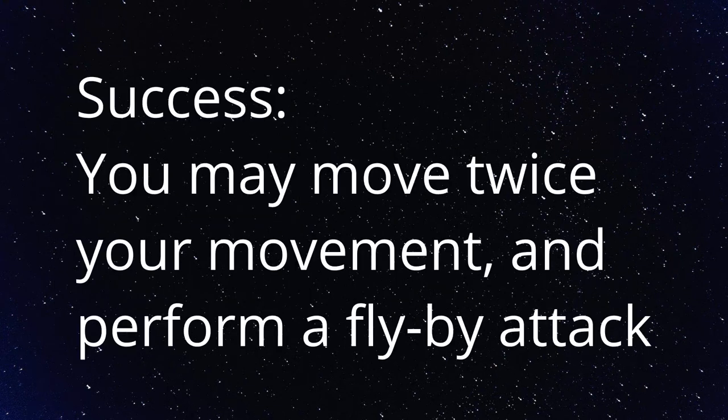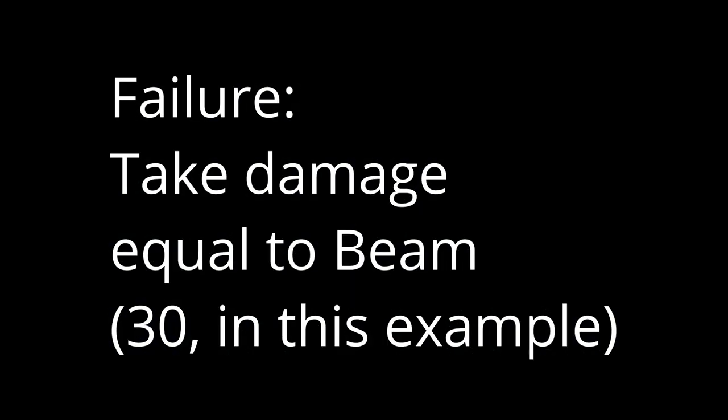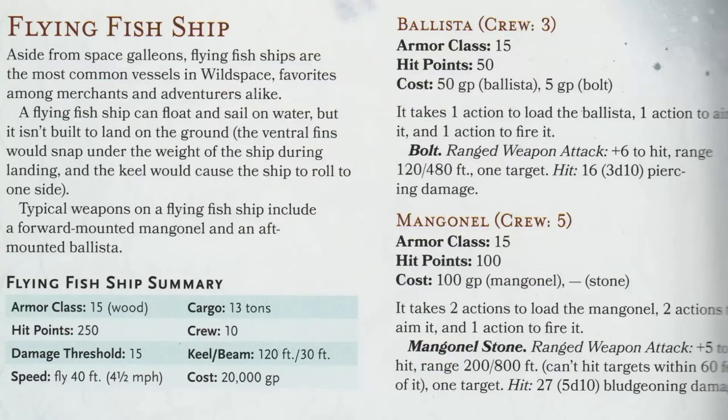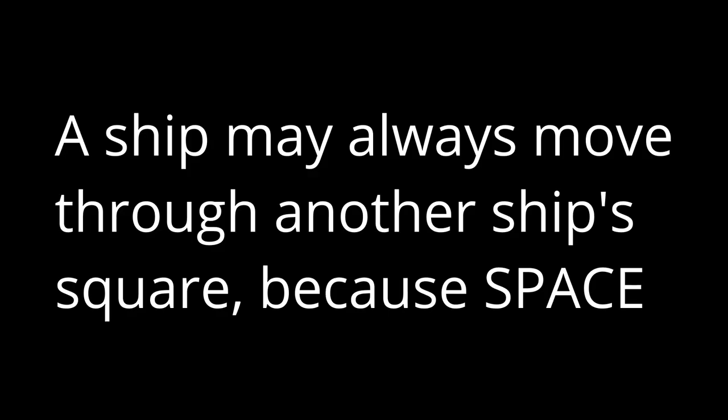Upon success, you may move your ship twice in one round. Additionally, you may take part of your movement, attack, and then take the rest of your movement. Upon failure, your ship strains against the pool of astral forces and the Spelljammer's will and takes damage equal to the ship's beam value, bypassing any damage threshold. Yes, you heard that correctly. If you try to push your ship to go faster than it normally goes and you fail that check, your ship takes damage. You may always move through any ship's square because you can fly over or under a ship.